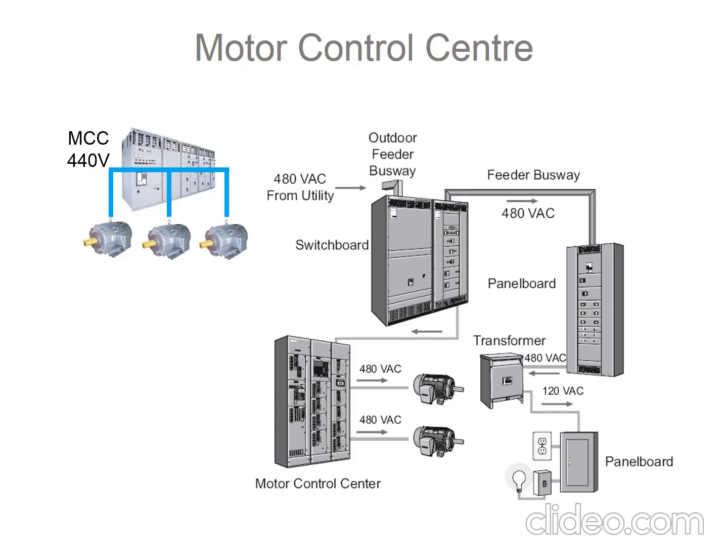This one is from the utility, and then it connects to the feeder busway to the switchboard. This is the switchboard, connected from the outdoor feeder busway here, and then to the feeder busway here to the panel board. This is the panel board, and then going to the transformer, for 480 VAC, and then connecting to the 120 VAC panel board, and from the panel board it connects to the sockets and also to lighting.